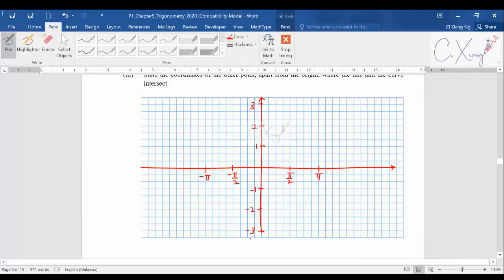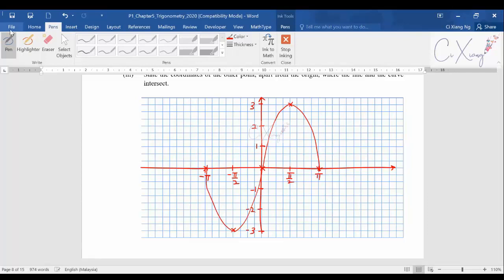Now, because they want us to sketch the graph from negative pi to positive pi, for the sine graph, sine x originally is 0, the maximum value is 1, and then it is 0 again. Multiply by 3, and my y value will be at 3. Then the same thing happens for the x-axis here. If you draw your graph correctly, it will look something like this. Of course I can't draw it really nicely, so in the exam, please draw it nicely. So this is my graph for y equals 3 sine x.